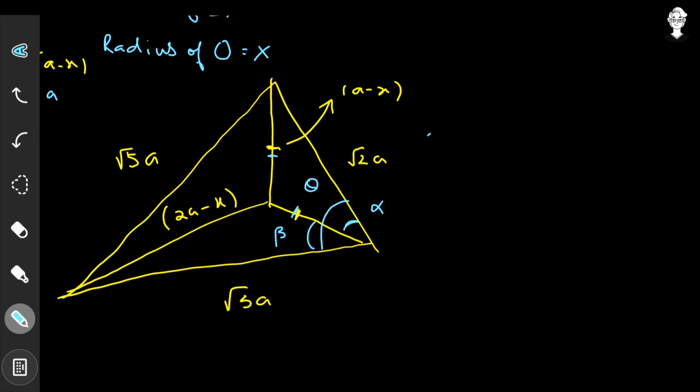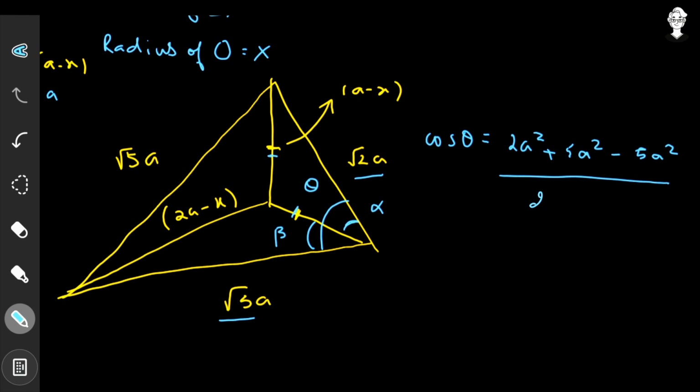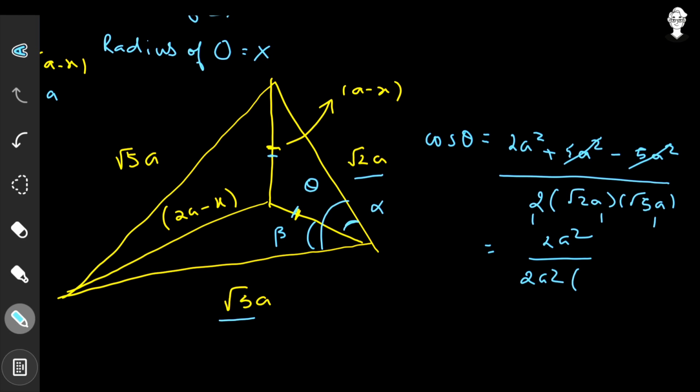So according to the cosine rule, the value of cos theta in this triangle is going to be equal to the squares of the adjacent added together. So square of this plus square of this, that is going to be 2a square plus 5a square minus the square of the opposite, that is square root of 5 times a, so minus 5a square, upon 2 times the product of adjacent, so square root of 2 times a and square root of 5 times a. Now in the numerator, 5a square and negative 5a square got cancelled out. What is remaining is 2a square, and in the denominator 2 into a will become 2a square, and square root of 2 into square root of 5 will become square root of 10. Now this and this completely got cancelled out because a cannot be equal to 0 in this question.